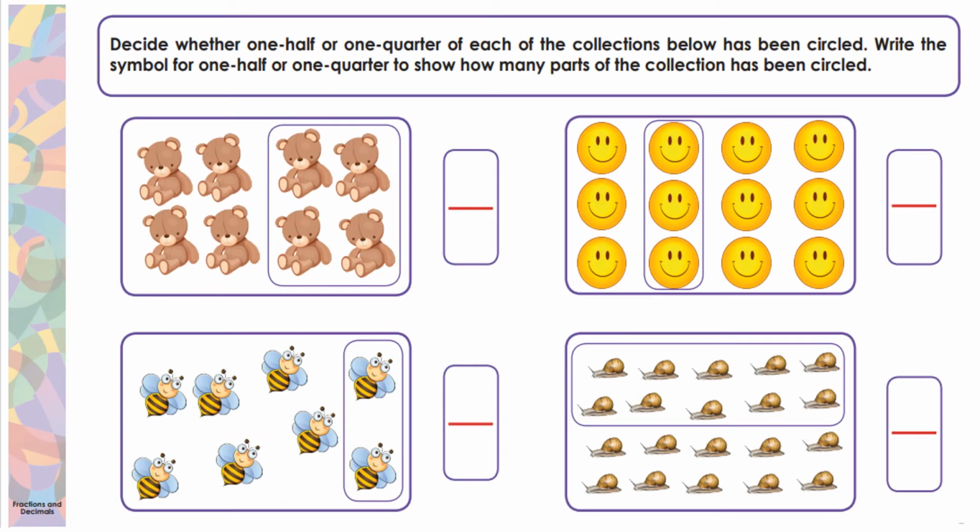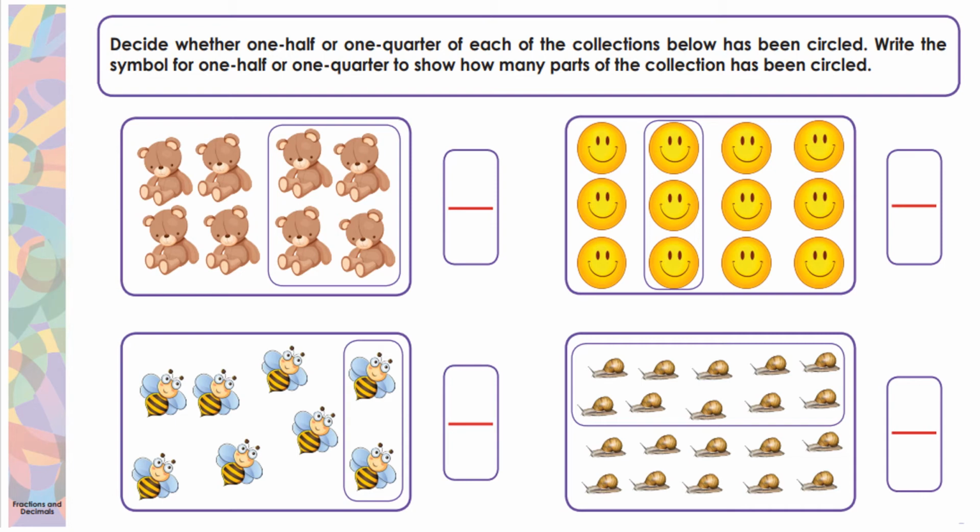So continuing on what we were doing yesterday, when we were trying to find halves and quarters of a collection of objects, the same thing. This time, the collection has already been divided up. You have to write the fraction of what's been circled. So look at the teddy bears. What fraction of the teddy bears has been coloured in? Is it half or a quarter?